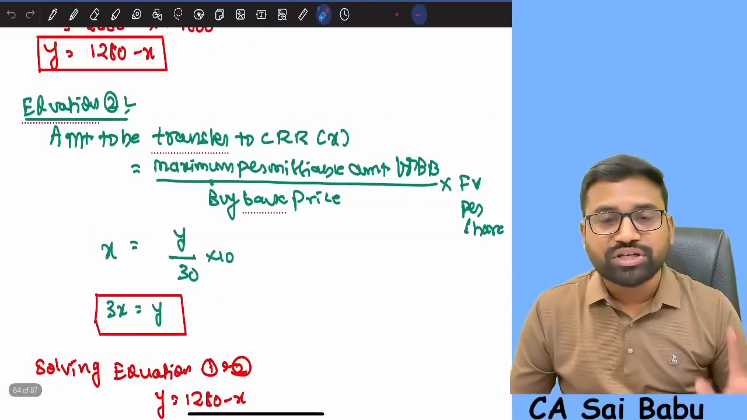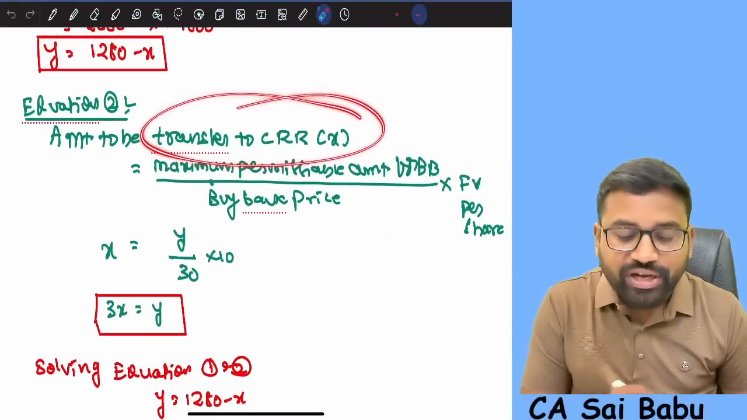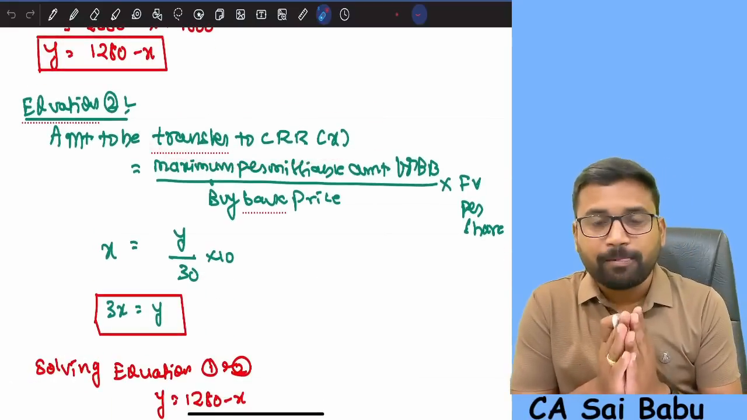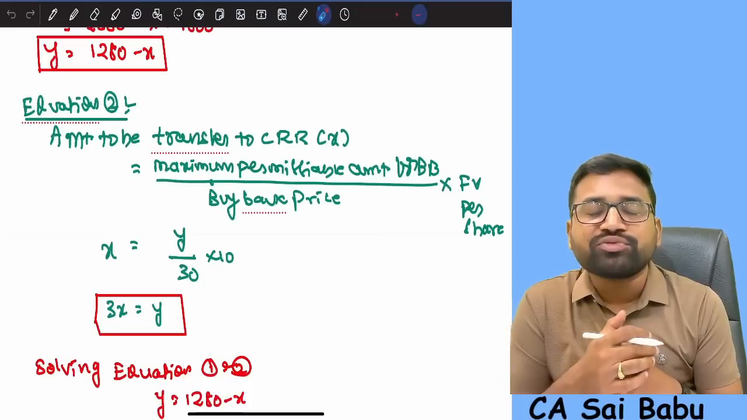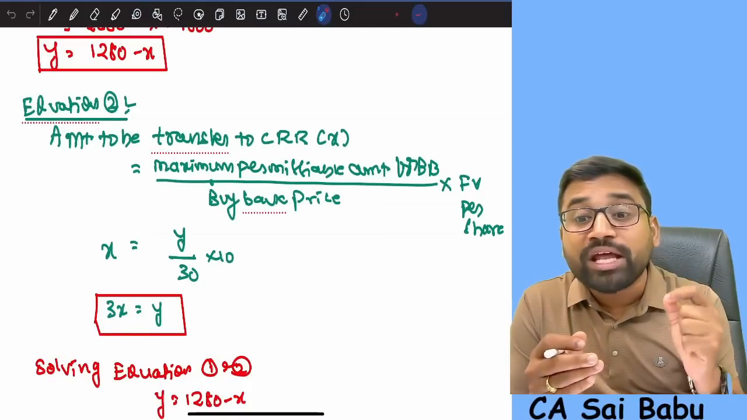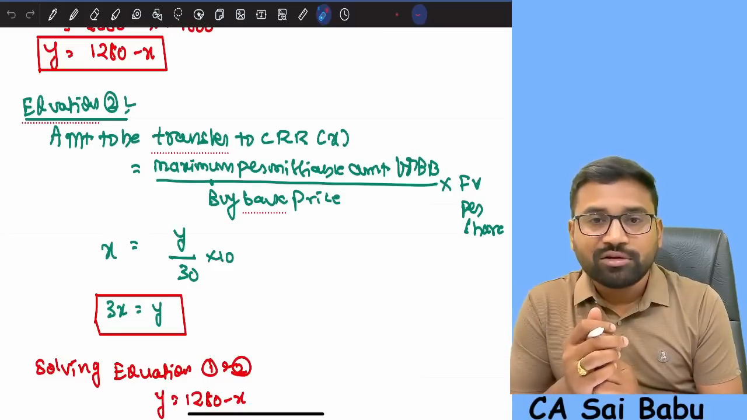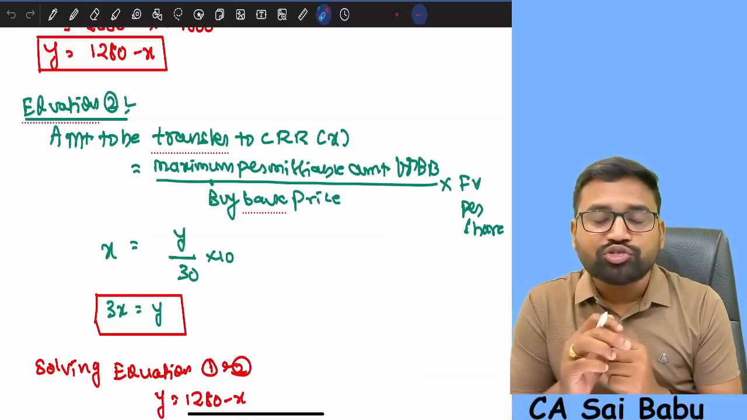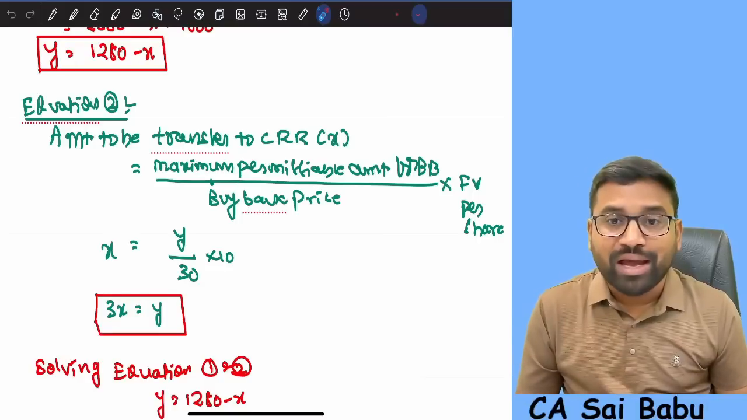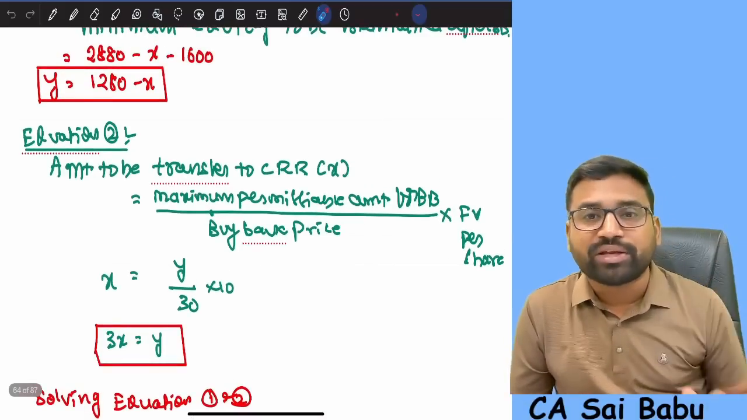Now come to equation number 2. Maximum amount to be transferred to CRR, X. Sir, what is the maximum amount to be transferred to CRR? To the extent of the nominal value of shares so bought back. Right? The nominal value of shares to be bought back. How many shares are you going to buy back? That depends upon the maximum amount permitted for buyback.